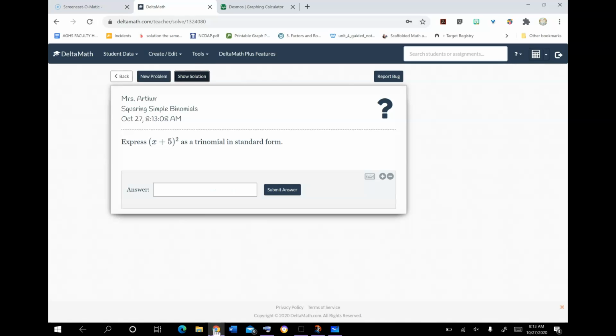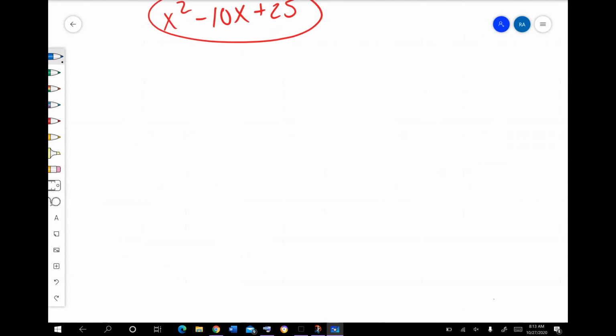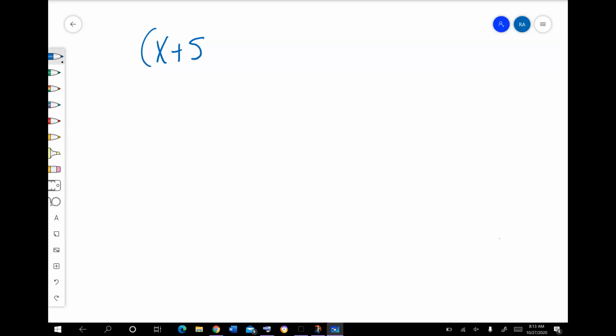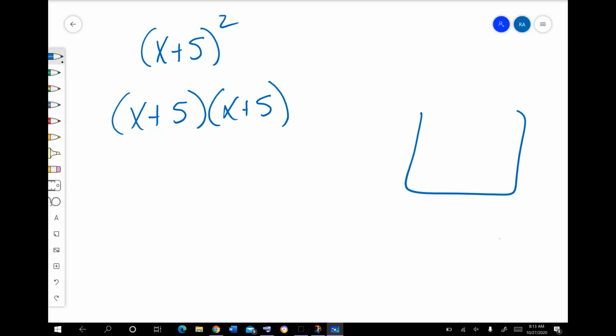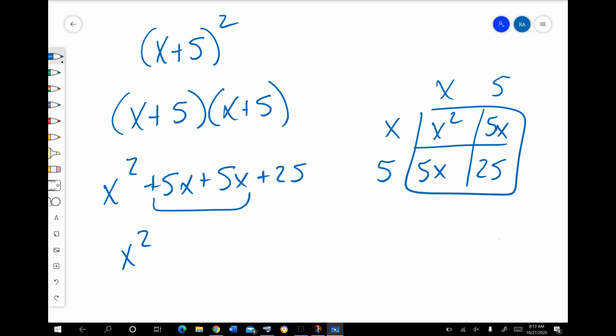All right, let's do one more. This is x plus 5 quantity squared. That means there are two of those quantities. So I'm going to come over here and do a box method: x plus 5, x plus 5. Let's do our boxing. x squared, 5x, 5x, 25. Pull them out. x squared plus 5x plus 5x plus 25. Combine those two and I get x squared plus 10x plus 25 as my answer.